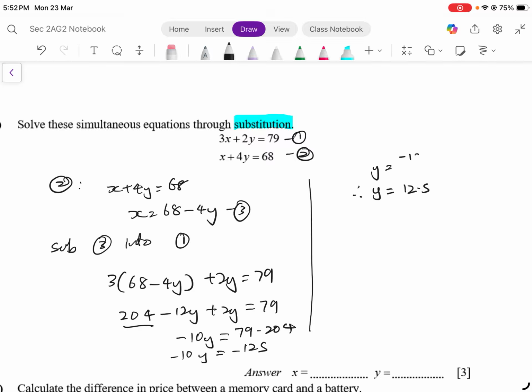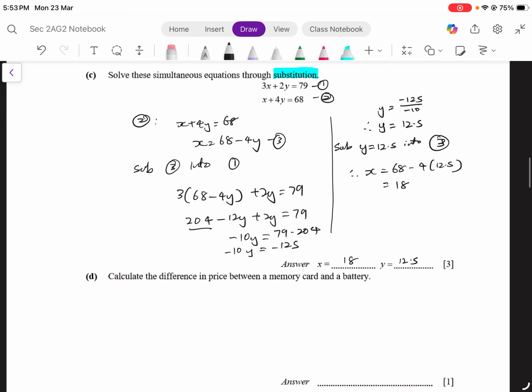Okay, y is 12.5. Substitute into equation 3. So we have x equals 68 minus 4 times 12.5. You will get 18. So x is 18, y is 12.5.